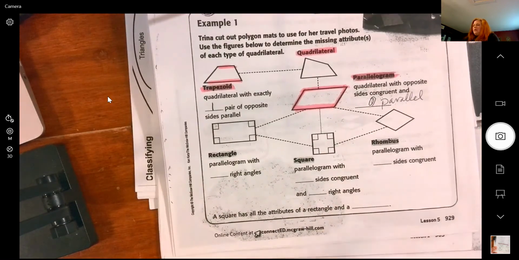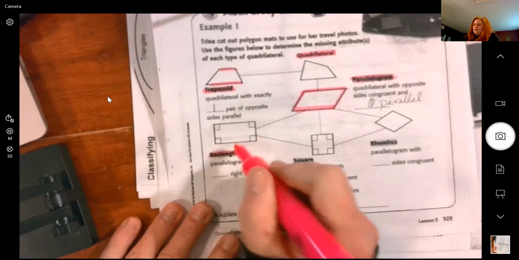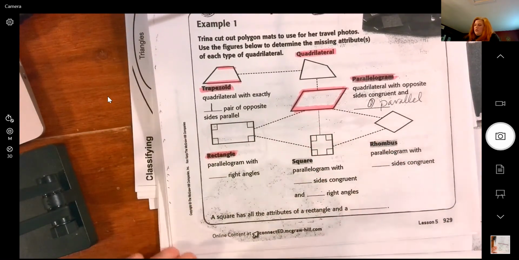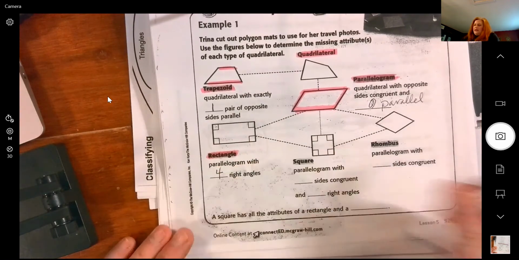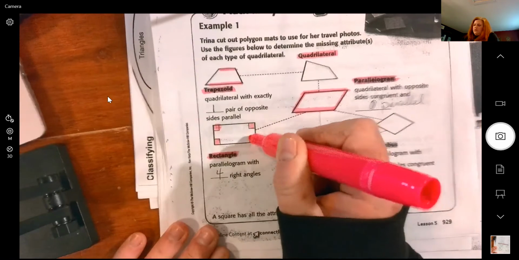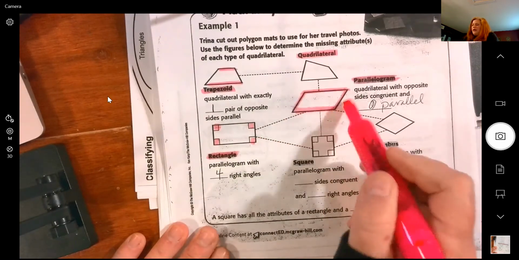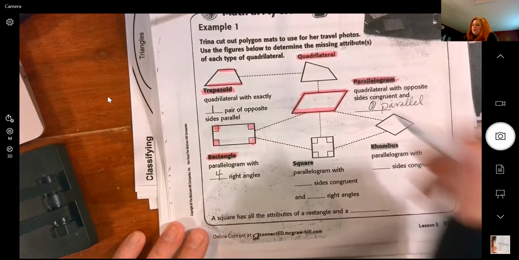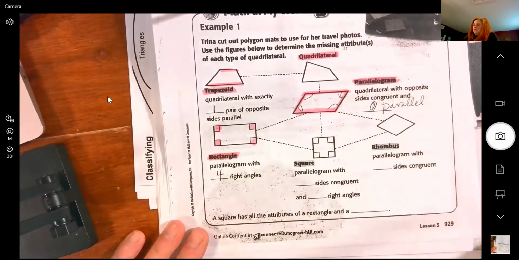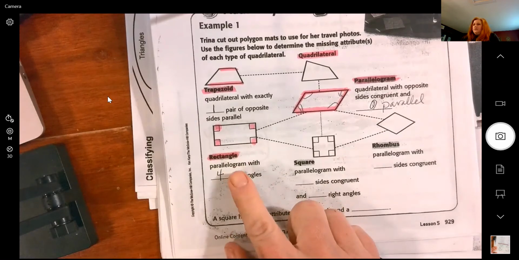All right, now we have another one, a rectangle. A rectangle is a type of parallelogram that has right angles. All of these are right angles. Parallelograms don't have to have right angles. And remember, opposite angles are congruent. But if they are right angles, it's a rectangle.